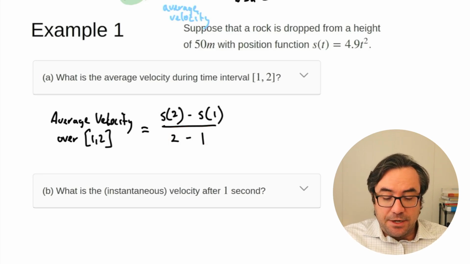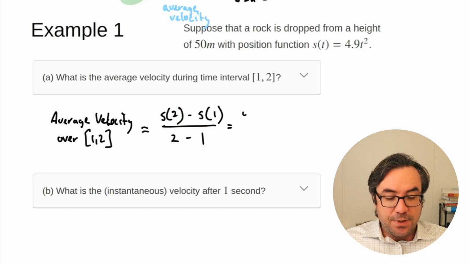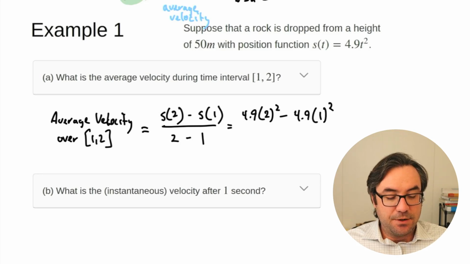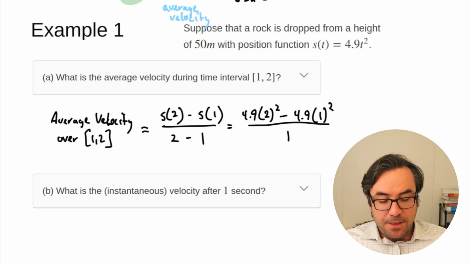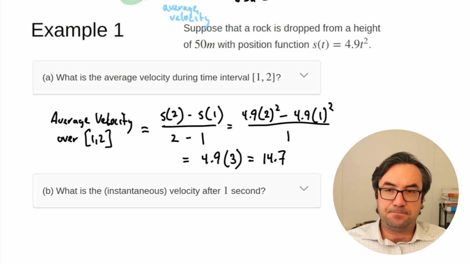So it's change in position, which is also called displacement, divided by change in time. All we got to do then is plug 2 into our position function. So we end up with 4.9 times 2 squared. And then subtract off, and let's plug 1 into our position function. So we get 4.9 times 1 squared. And then all over 2 minus 1, which is just 1. And if we simplify this down, we end up with 4.9 times 3. And that ends up being 14.7.